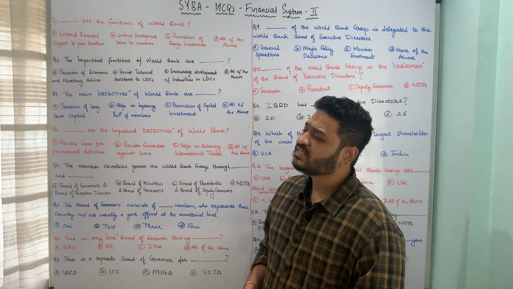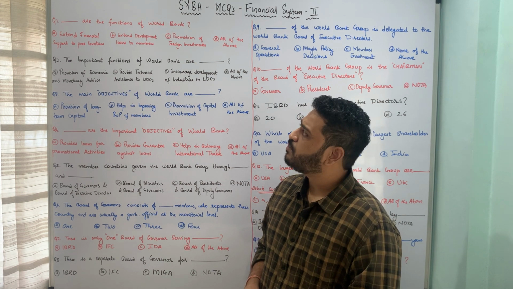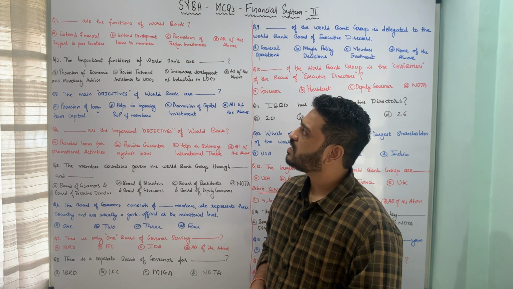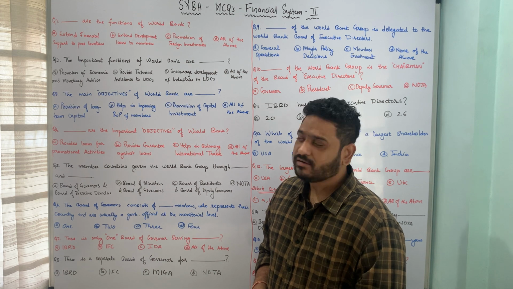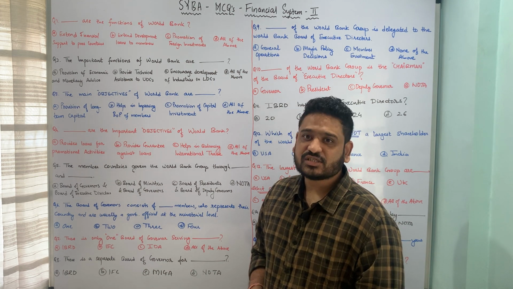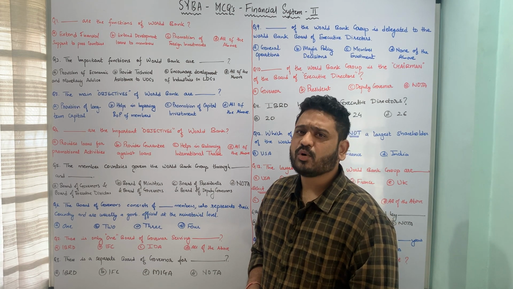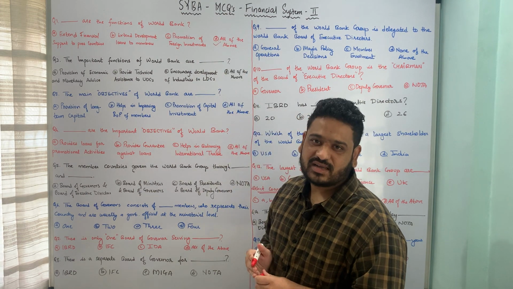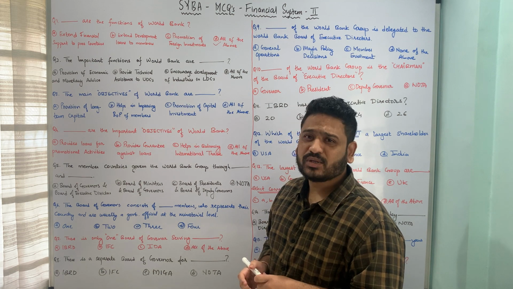So here all these 3 points denote the important functions of World Bank. That means promotion of foreign investments, extend development loans to member countries, as well as extending financial support to least developed countries or poor countries, to be very precise. So here option D, all of the above, is the correct answer to this particular question. I hope the question is clear.